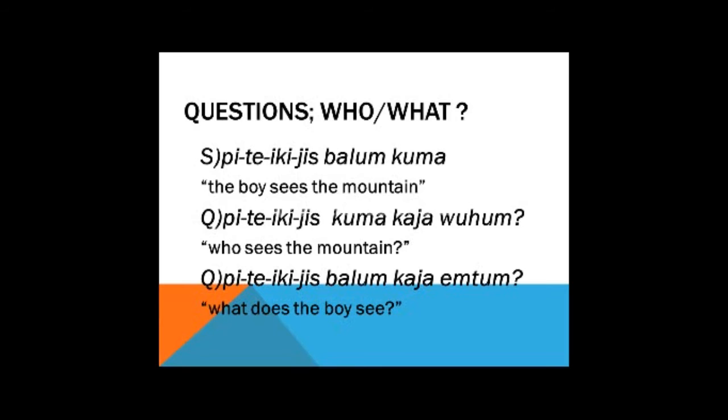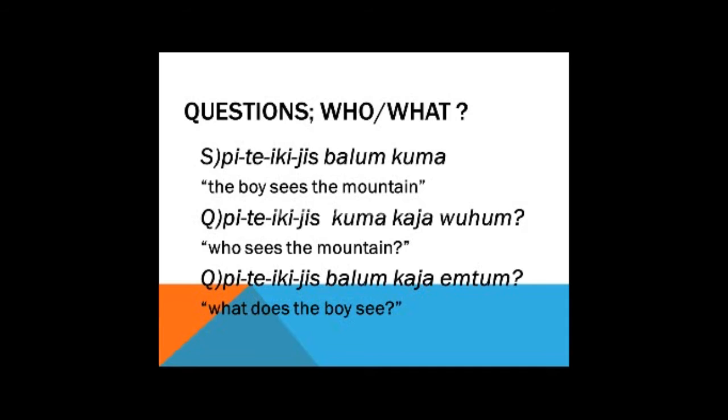So let's start looking at some examples. Who or what? So let's again begin with the statement, Picha kayis balum kuma, the boy sees the mountain. I want to say who sees the mountain. Now in the lofty statement I said omitting the information that the question is seeking to uncover. Of course in my who question, I'm not going to mention balum, the boy, because that's what I don't know. I want to know who sees the mountain. And then I'm simply going to stick at the end of it the term meaning who, which is kayawohum. And I'm going to say Picha kayis kuma kayawohum, who sees the mountain.